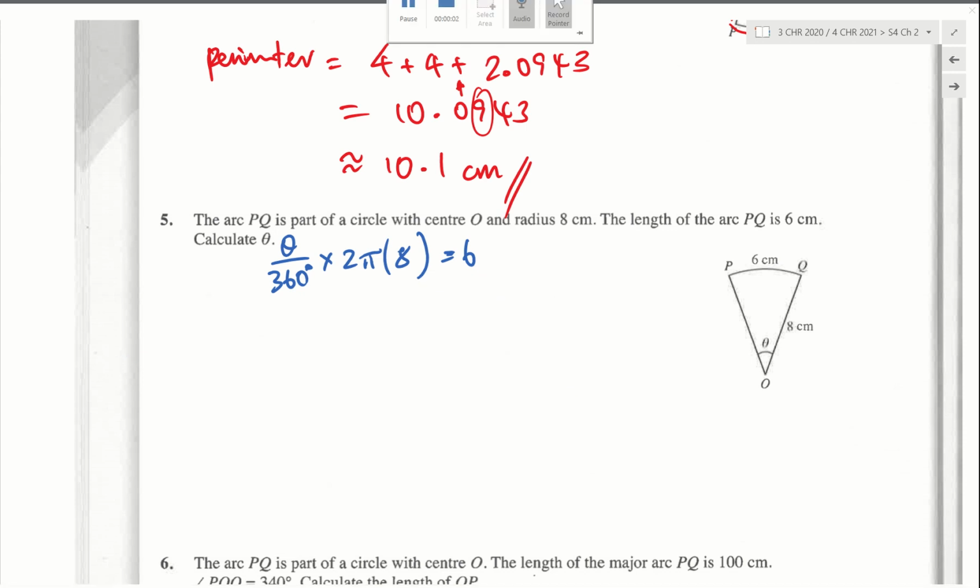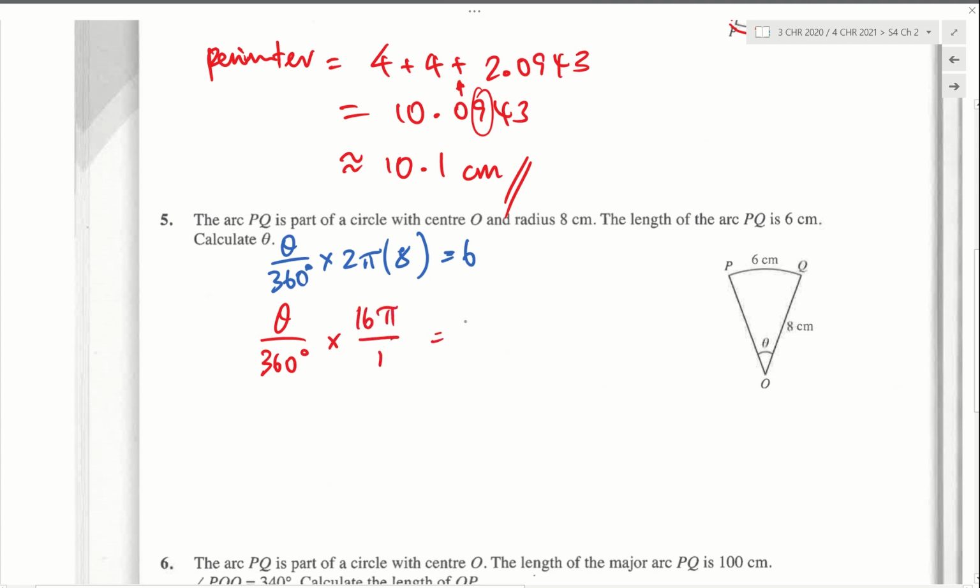Okay, this is the equation that we formed, and we want to find theta. You see that it got so many fractions, right? We can actually simplify, combine into one fraction. Alright, let's combine. This is theta over 360 degrees times 2 pi times 8, that is 16 pi over 1. And this is 6 over 1.